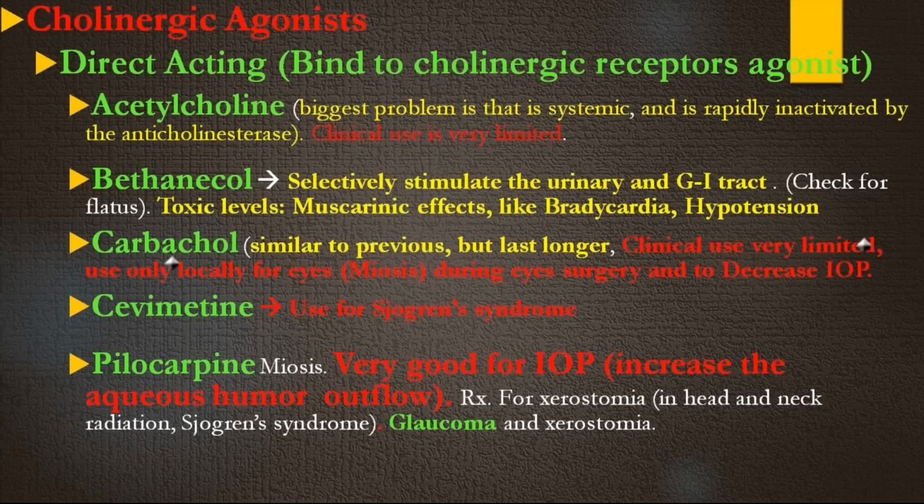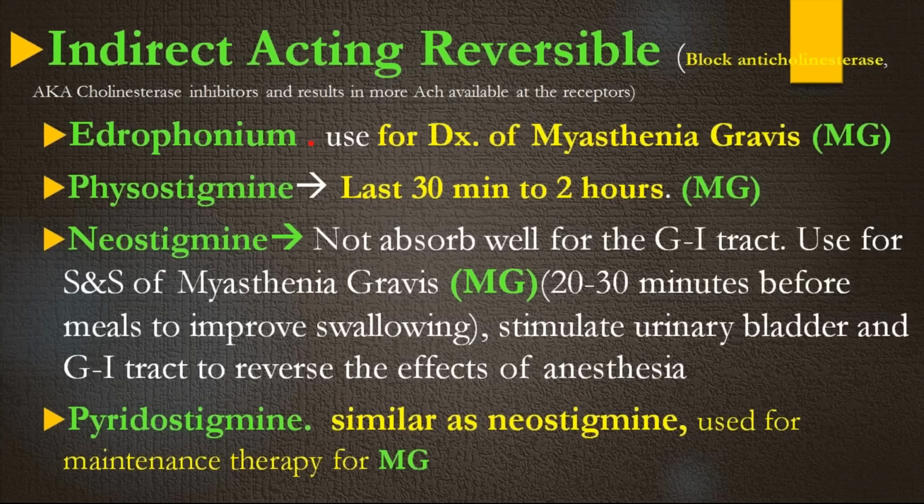Pilocarpine is used for glaucoma. Glaucoma is going to decrease the intraocular pressure. How is it going to decrease the intraocular pressure? Increasing the exit or the outflow of the aqueous humor. All right, so here we have indirect acting.